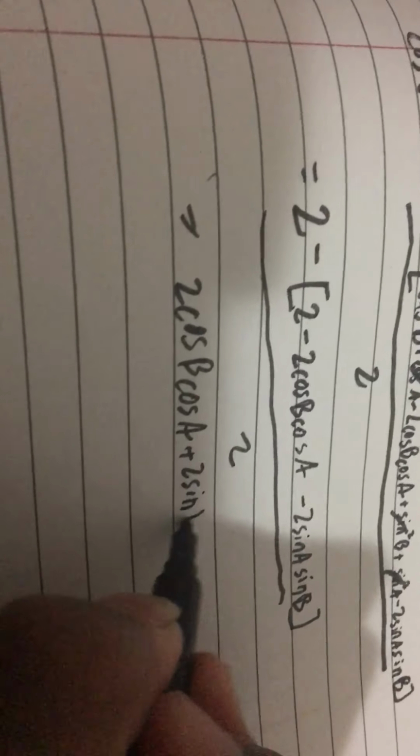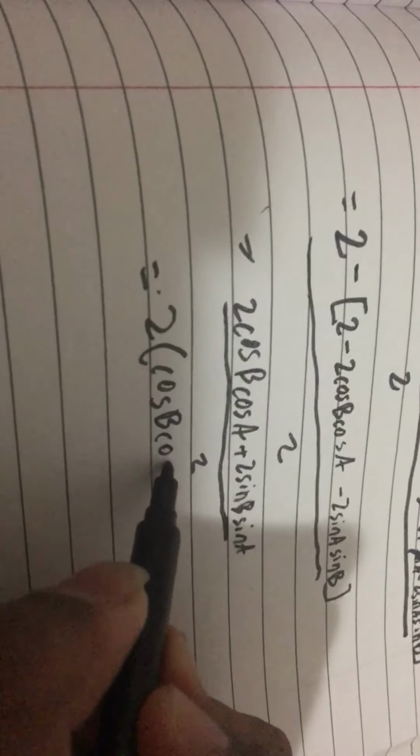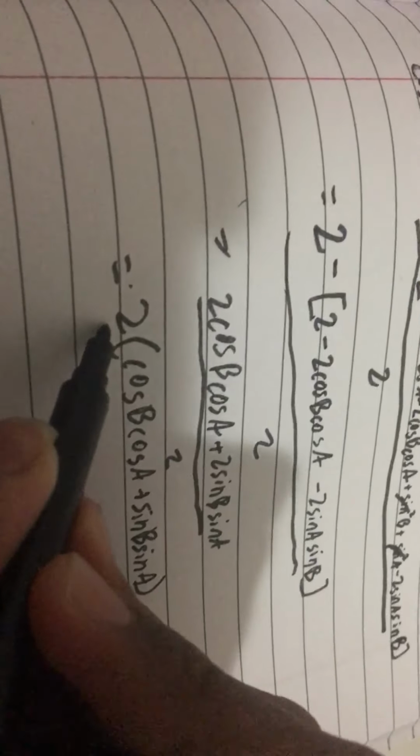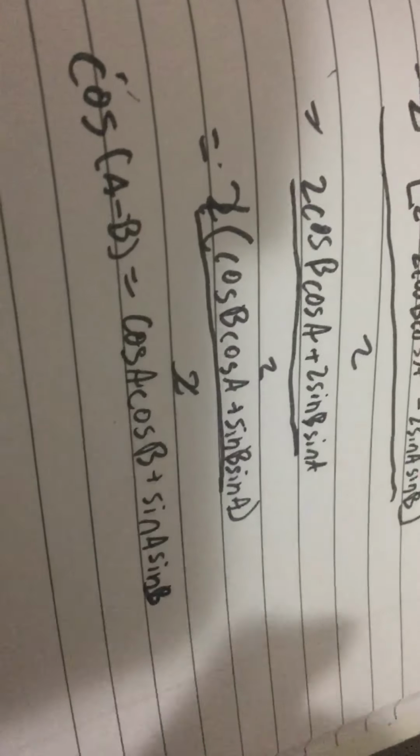Now we can put this minus sign out. You get 2 minus 2 is 0, so we have minus of minus 2 cos B cos A minus 2 sine B sine A, divided by 2. Now we take the 2 common out of the numerator and cancel them out, and you get cos(A minus B) equal to, rearranging it, cos A cos B plus sine A sine B. Beautiful.